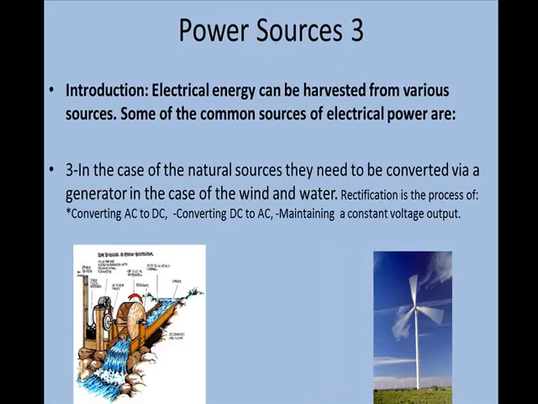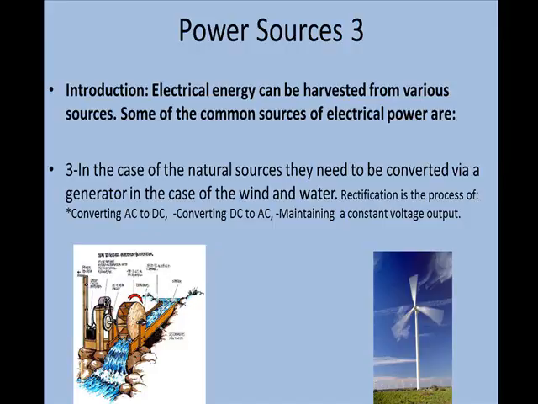All right. Now, number three, in the case of the natural sources, they need to be converted via a generator. In the case of wind and water, you take the wind that is blowing, and then you use the blades of a generator that will convert that wind blowing effect into energy. Whether that's AC or DC, it's up to you, but it's one form. In the case of the flow of water, which we call hydropower, you also need a generator.